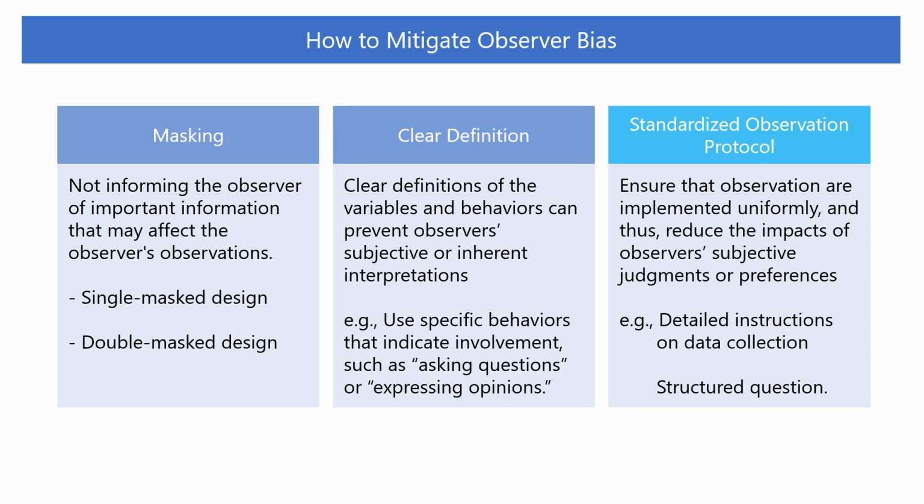The third step is to prepare a standardized observation protocol. Using a standardized protocol, we can ensure that observations are implemented uniformly, and thus reduce the possibility that the observer's subjective judgment or preferences affect the results. For example, we can provide observers with detailed instructions on how to collect the data, what to observe, and how to record it, as well as a structured observation form with standardized questions.